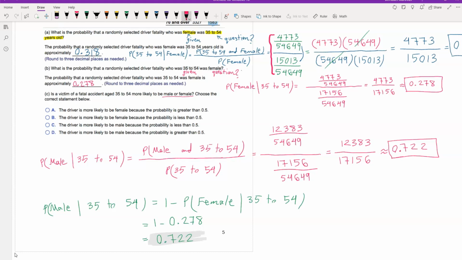Now compare what we had on this part with this one. So comparing female and male, here we have multiple choice. The one that is correct is this one. The driver is more likely to be male because the probability of male is greater than what we have for female. Here it says because the probability is greater than 50%. So the answer is part D.